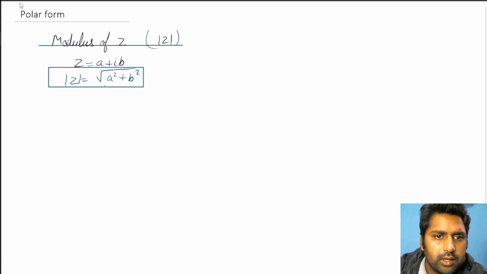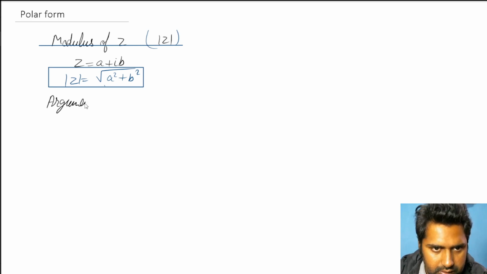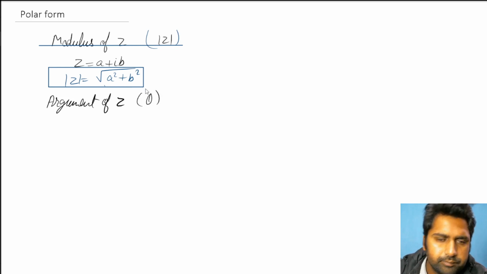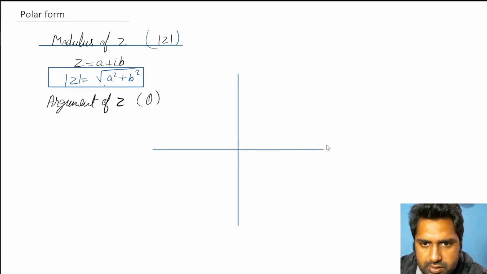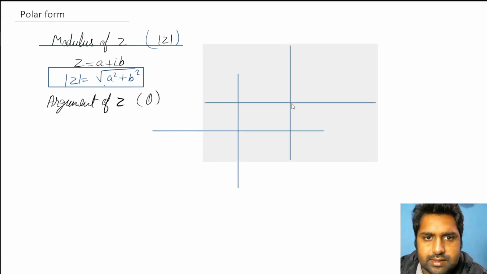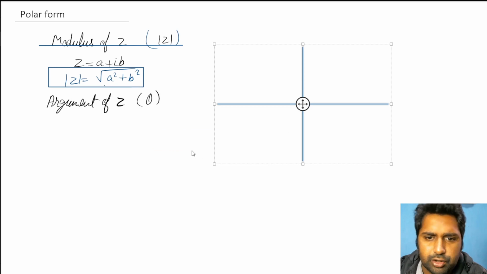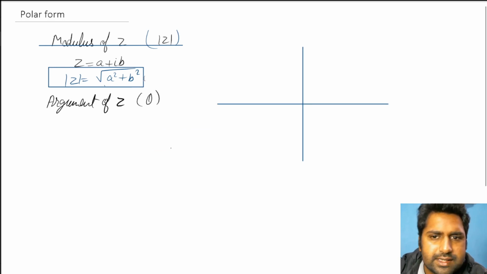Okay, and then we have to talk about another term, that is argument of z, usually represented by theta. Okay, that I cannot give you a straightforward formula because it's a situational based idea. So first of all, let's see what is this modulus of z and where is this argument, and overall what is the overall sense for this polar form.